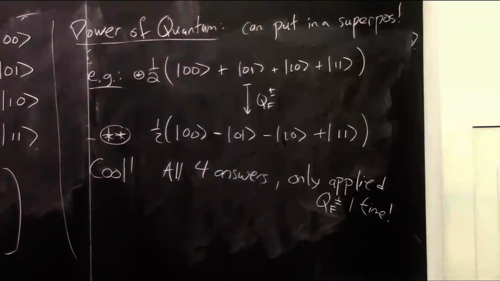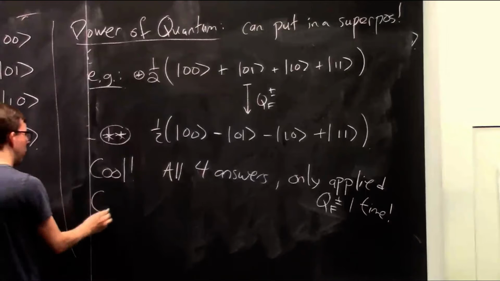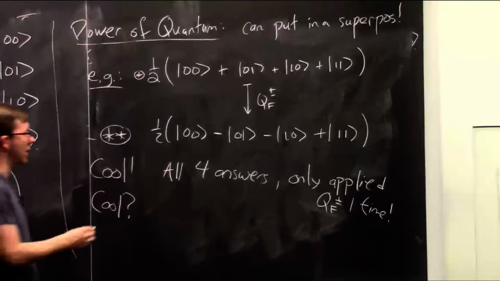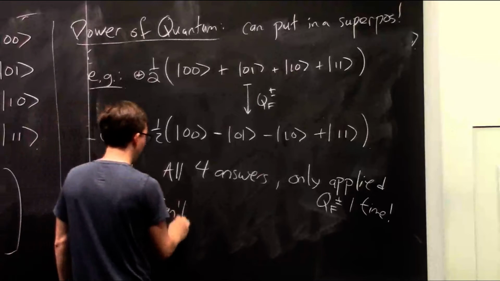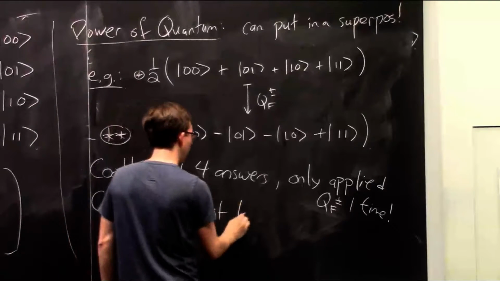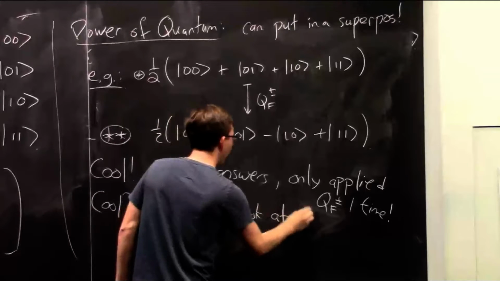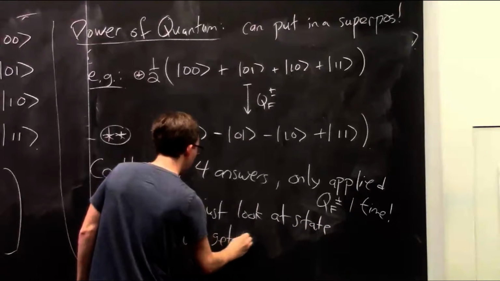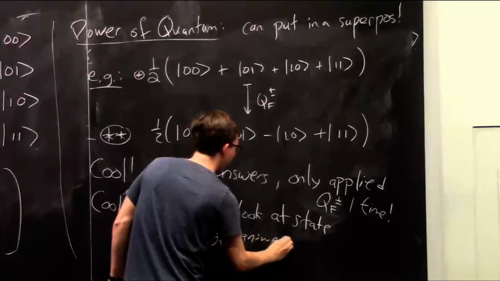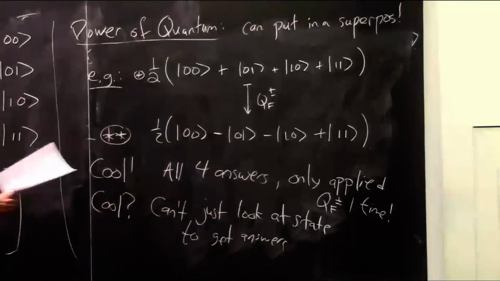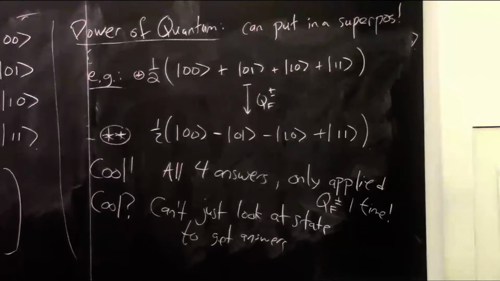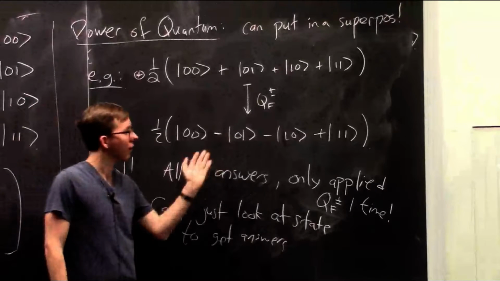But on the other hand, one has to ask oneself, is this really cool? Because it's not like you can just look at the state and find out the answers. As we know by now, you just have a qubit, or in this case, a pair of qubits, a quantum system in an unknown state. You can't just say, now tell me the amplitudes. If you could do that, then it would be amazing. You could find out any of the answers you wanted.